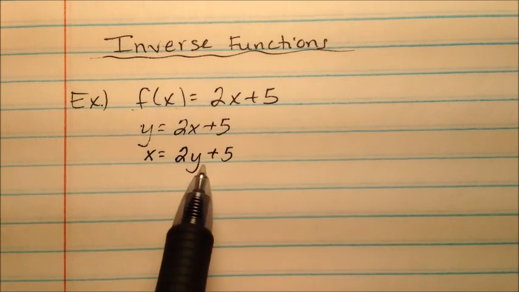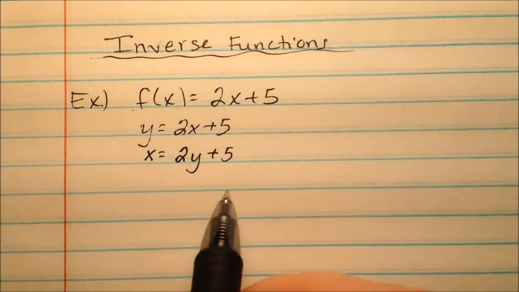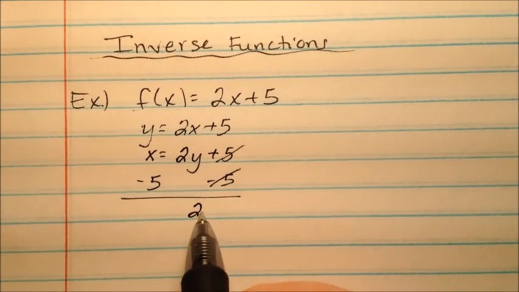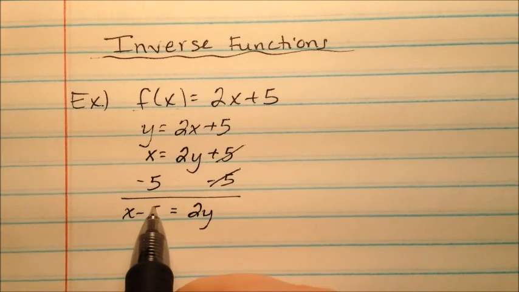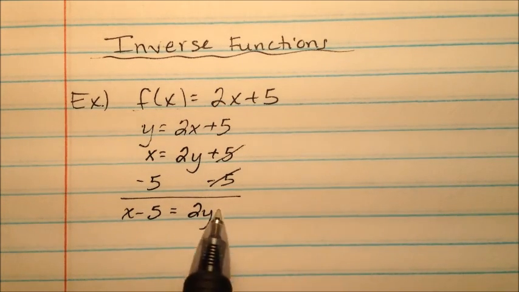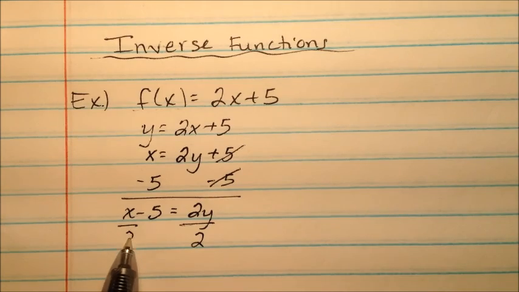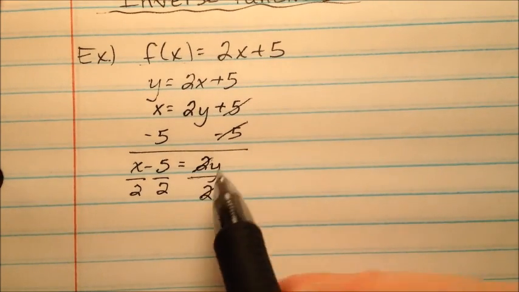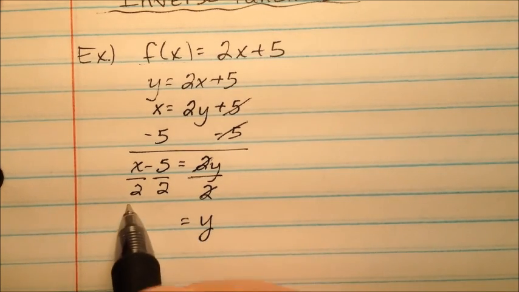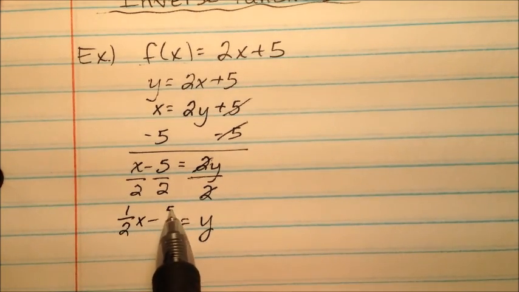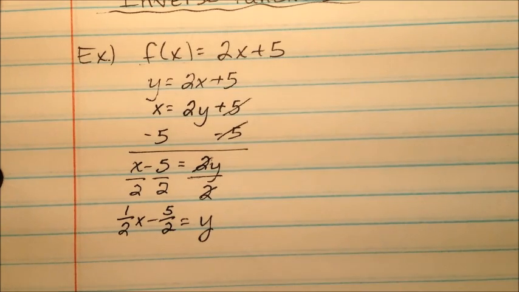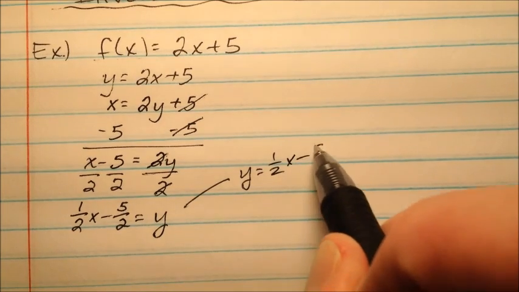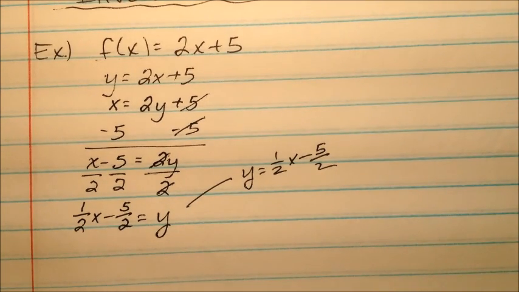Okay, so if we're going to solve for y, we need to isolate this y. So we're going to start by subtracting 5 from both sides. So on the right side we have 2y. On the left side we have x minus 5. And then we can either divide both sides by 2 or divide every term by 2. They do the same thing. So this will end up being 1/2 x minus 5/2. And you can even turn this around if you want to make this y equals 1/2 x minus 5/2.